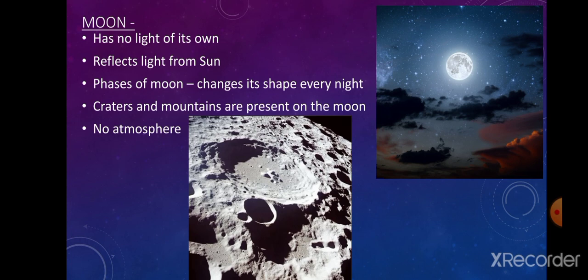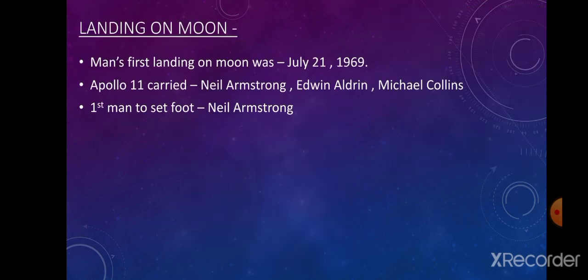Man first landed on the moon on July 21, 1969, and the spacecraft they used was Apollo 11, which carried three Americans: Neil Armstrong, Edwin Aldrin, and Michael Collins. The spacecraft was launched from Kennedy Space Center in Florida. The first man to set foot on the moon was Neil Armstrong. Armstrong and Aldrin stayed on the moon for about 2.5 hours and collected samples of rocks to bring back to the Earth. That's about the moon.